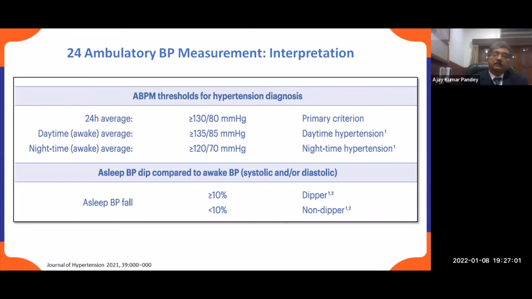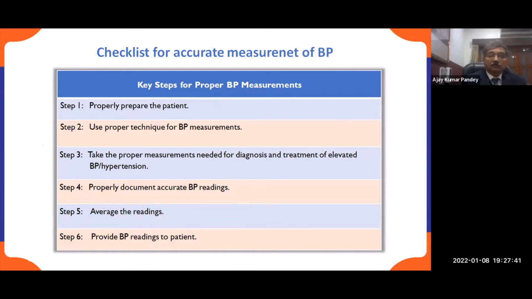A sleep BP dip compared to awake BP, systolic and diastolic, is very, very important. So whenever the person is sleeping with the ambulatory BP machine on, you should always ask the person to note the sleeping time and getting up time. And if the patient's BP falls during the sleep time by more than 10%, it is called a normal dipping phenomenon. That's called a normal dipping in the blood pressure. But if it is falling by less than 10%, we label these patients as non-dippers. And non-dippers are the people who are going to have complications like stroke, MI, and all those things.